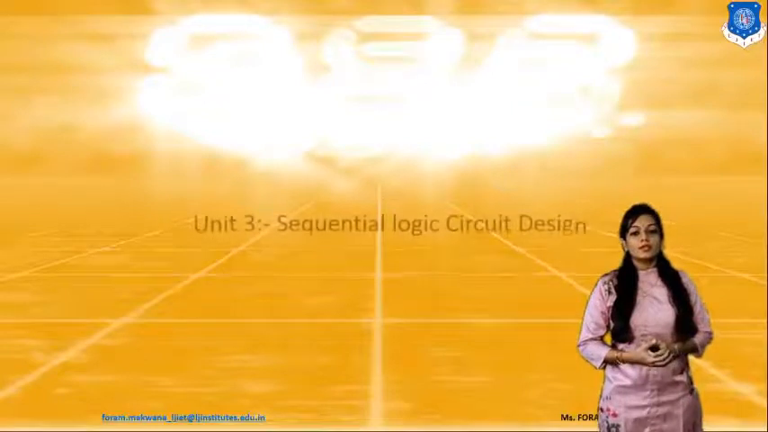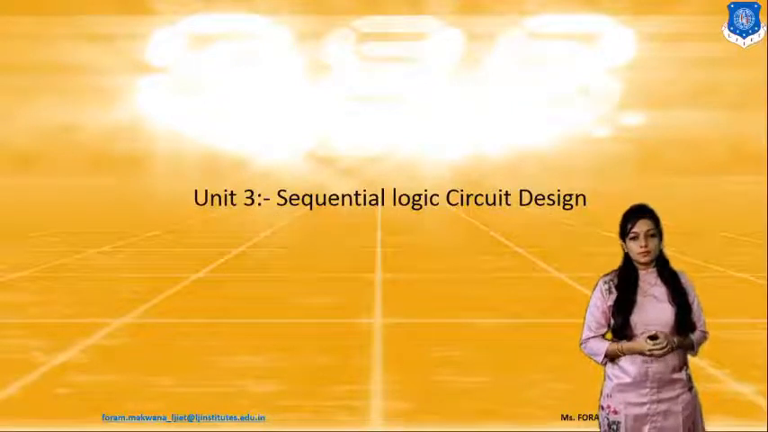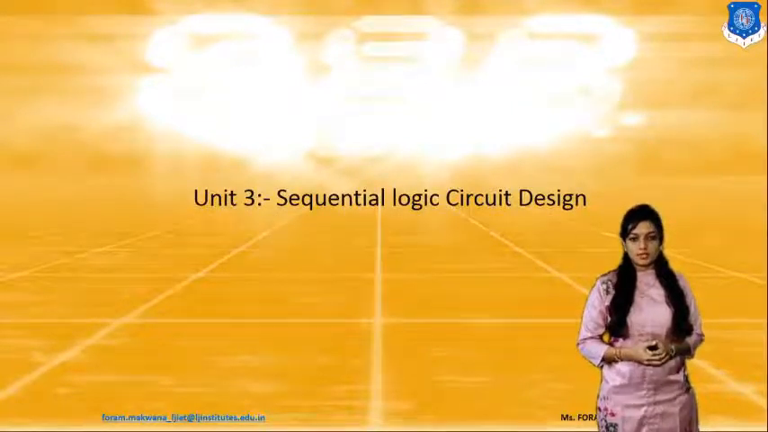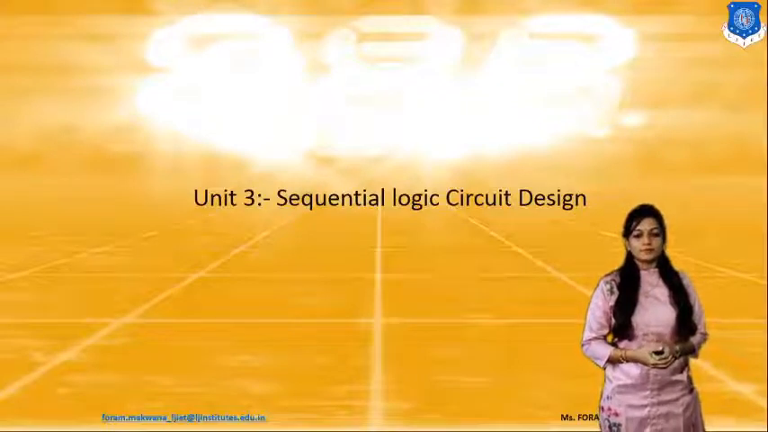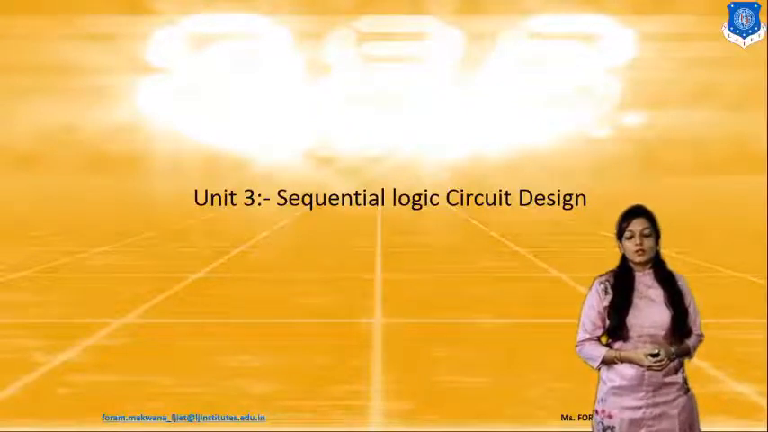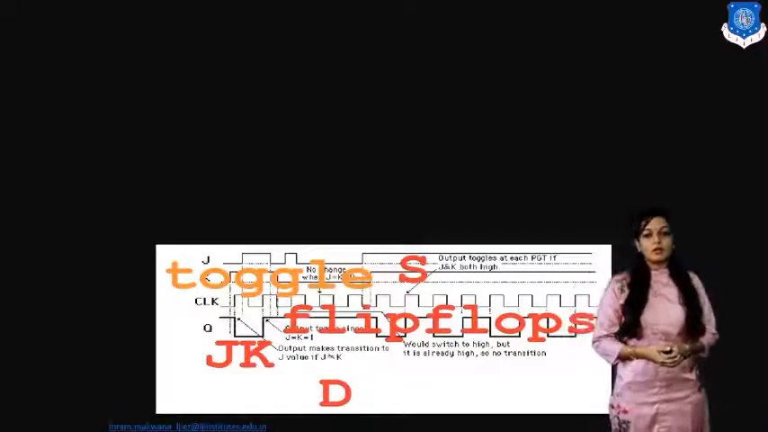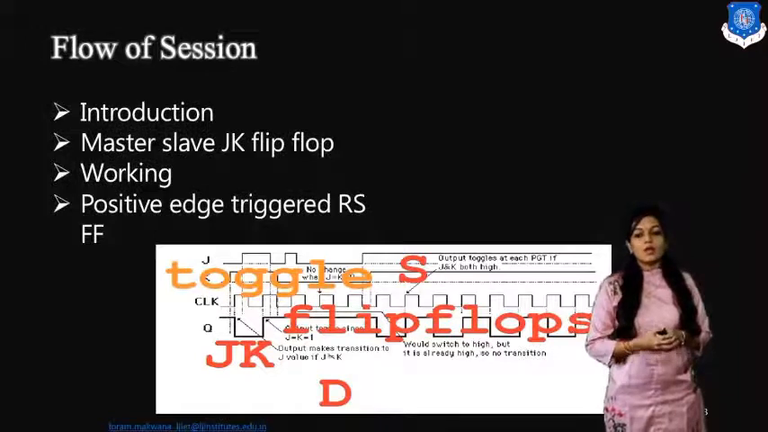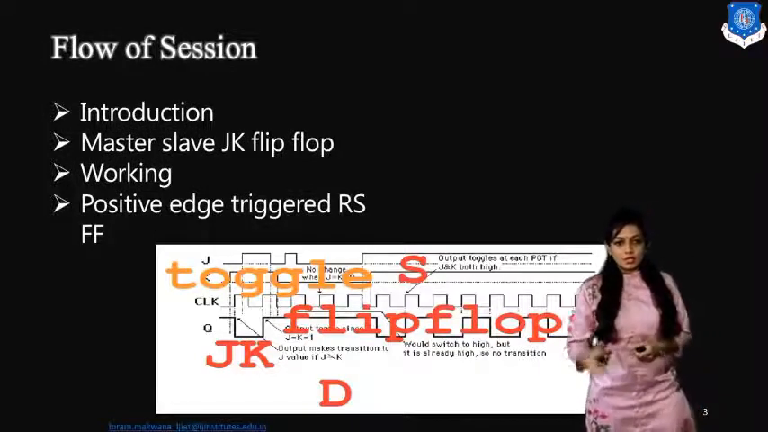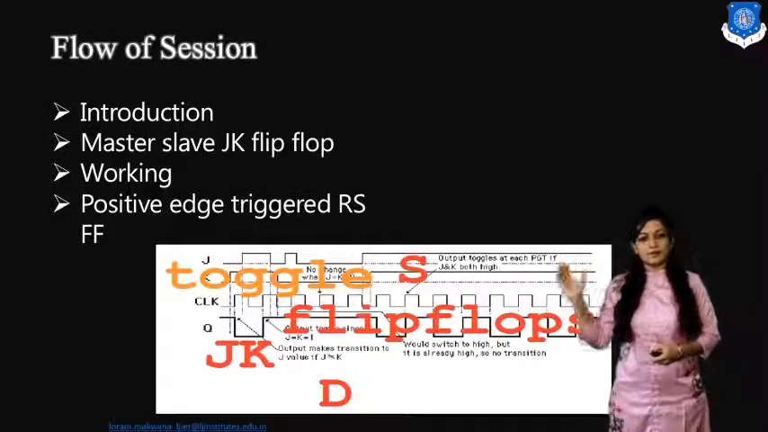So, from unit number 3, that is sequential logic circuit design, we know that there are a total of 4 types of flip-flop: JK, SR, D and T. Now in today's session, we are going to introduce the master slave JK flip-flop.